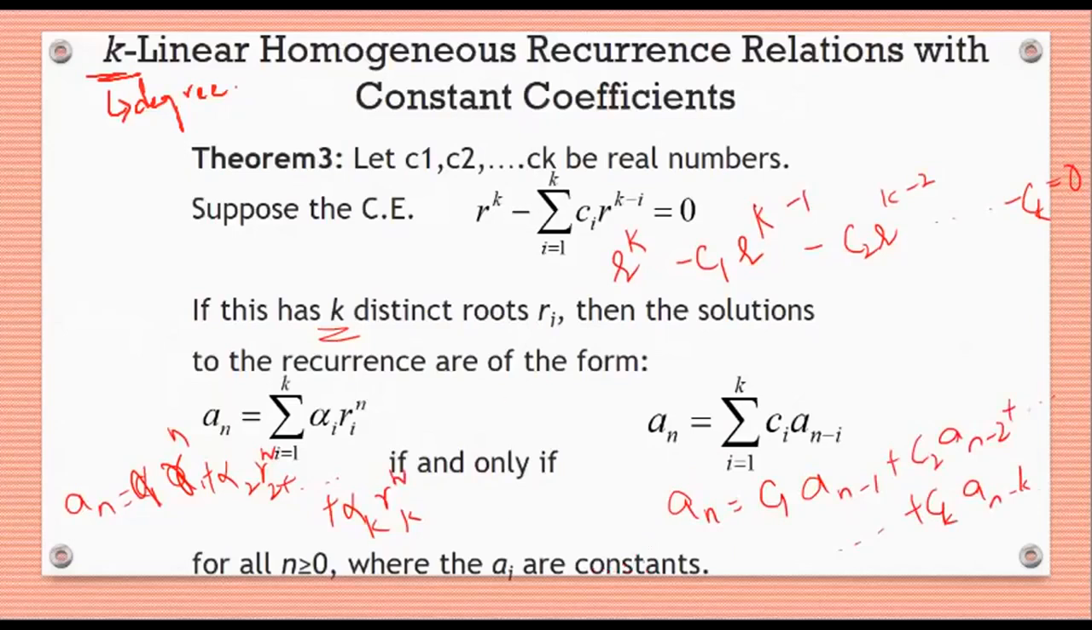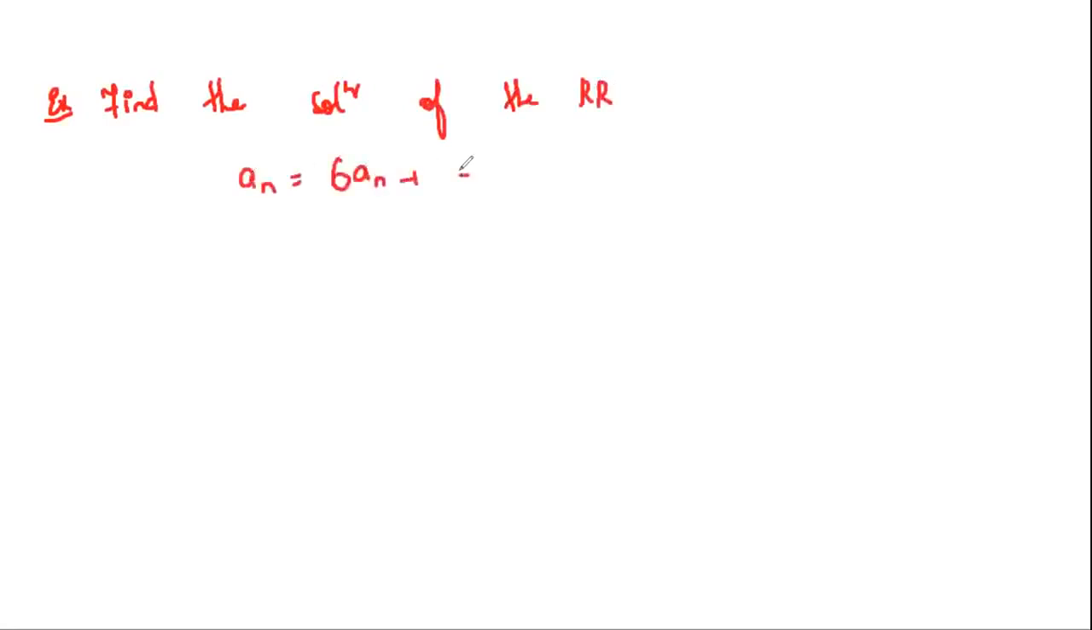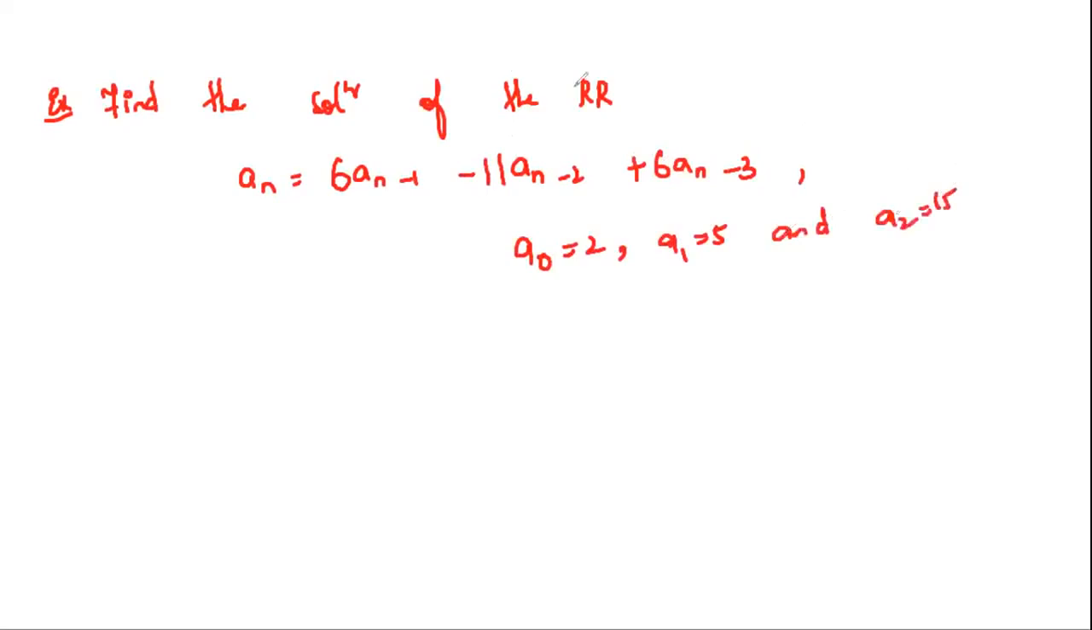For the problem, example: find the solution of the recurrence relation which is given as An is equal to 6An minus 1 minus 11An minus 2 plus 6An minus 3, and the initial conditions are A0 is equal to 2, A1 is equal to 5 and A2 is equal to 15. Now based on this, let's solve our problem.